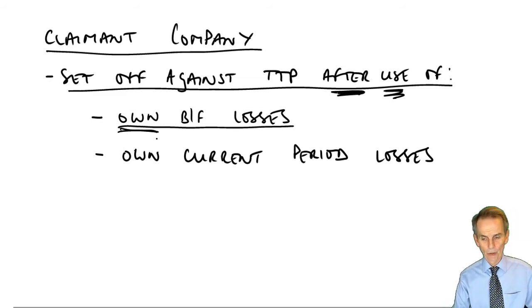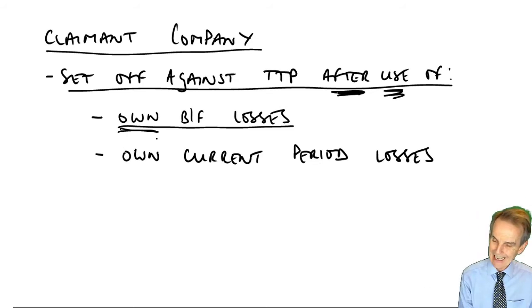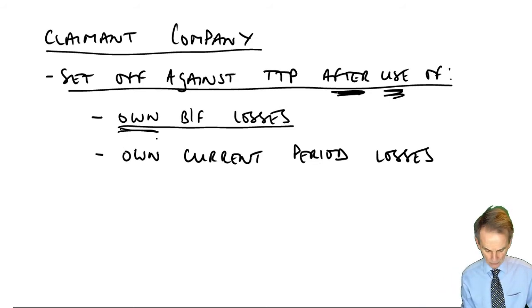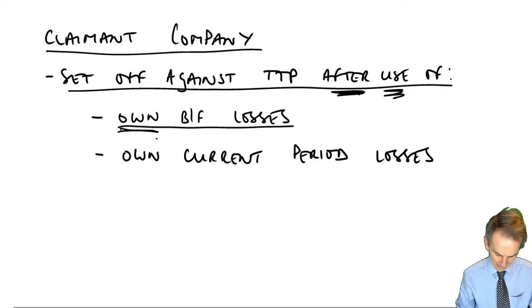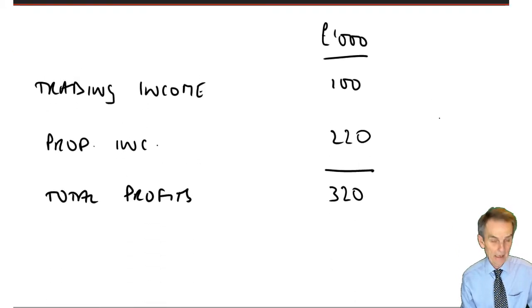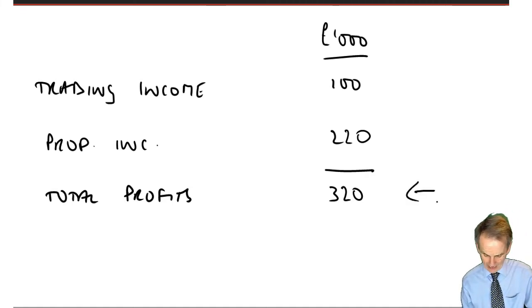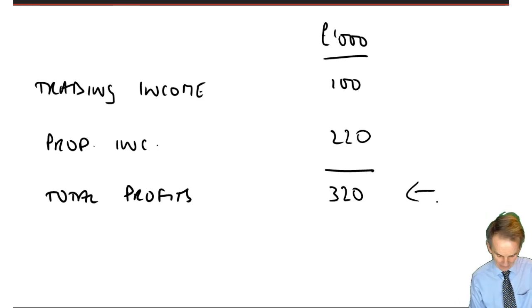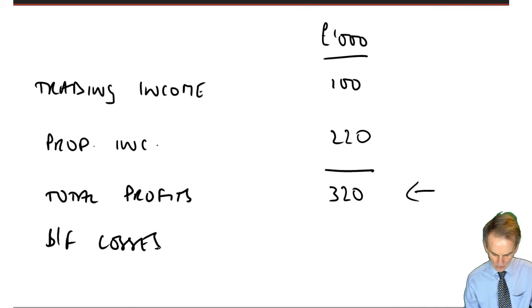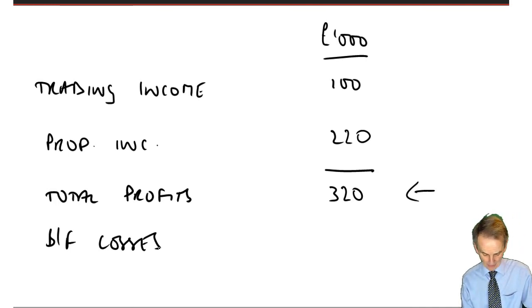So the brought forward losses take priority within the claimant company before you bring in any other group members' loss in a current period group relief claim. So if we looked at this situation, therefore, if this is the claimant company, you can see it's a profit maker. It's got total profits there of 320,000. Then any brought forward losses would target there the total profits of this particular period.